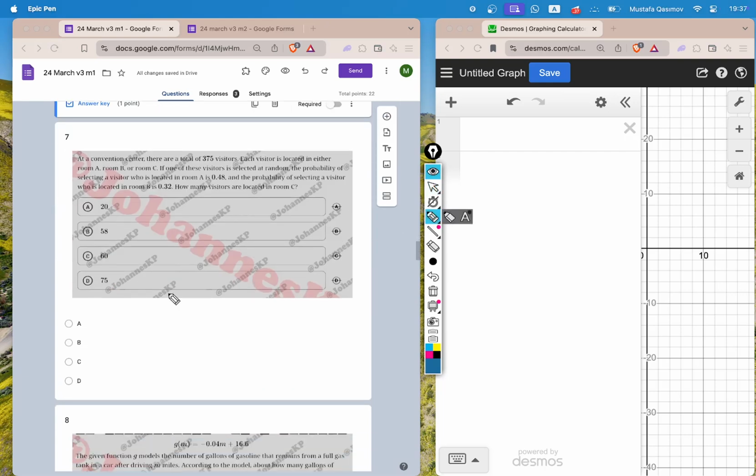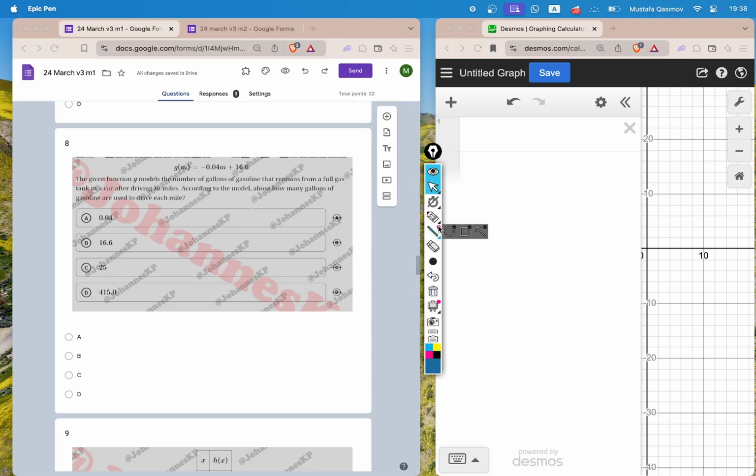For 7, it is just related to probability. We have 3 type of room. We have A, B, C. A is 0.48. B is 0.32. And automatically that one will be 0.20. So you have to find 0.20 of 375. It will be D, I think. Yes, it will be D.